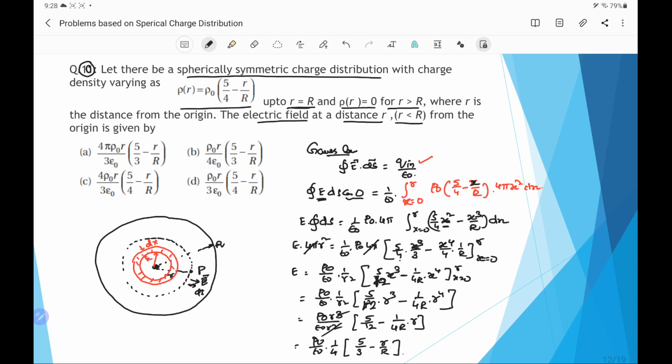So now we compare with the given options, and we see that r is also there. So option B is the correct option, that is rho naught r by 4 epsilon naught times 5 by 3 minus r by capital R. So option B is the correct option.